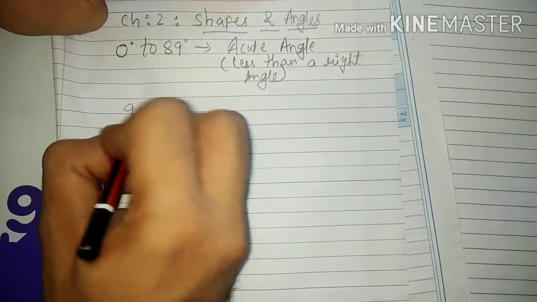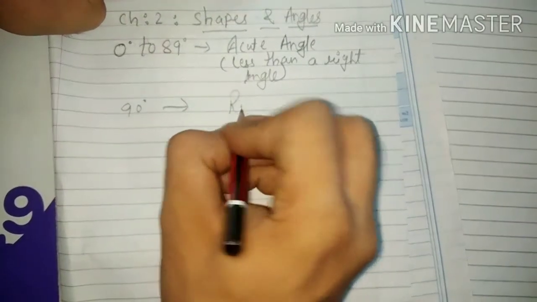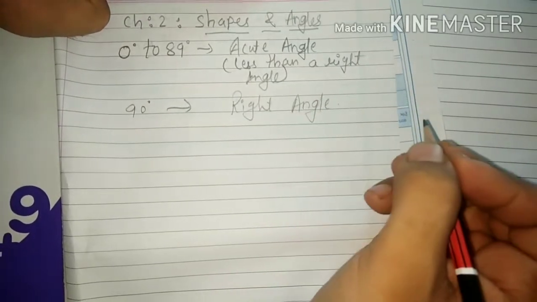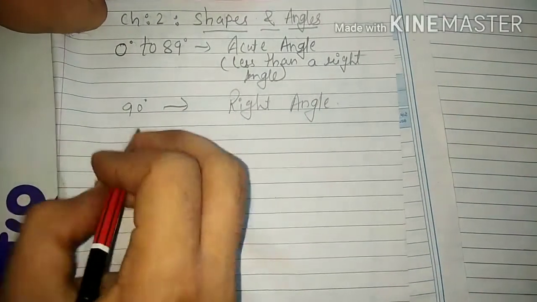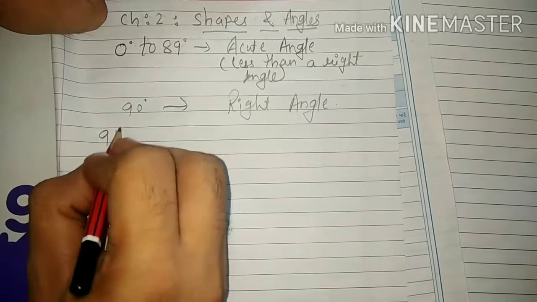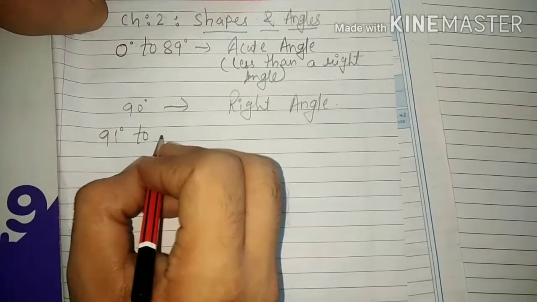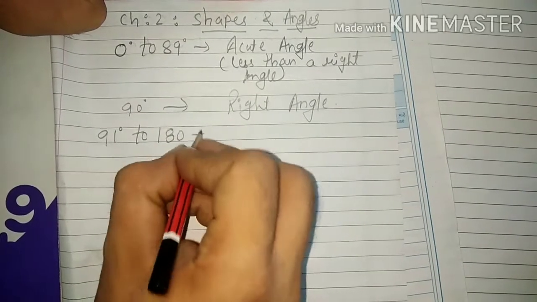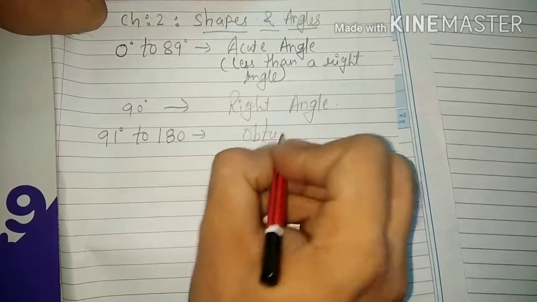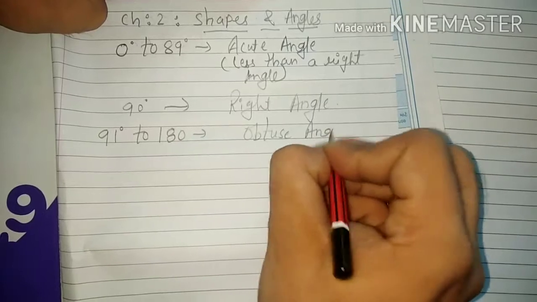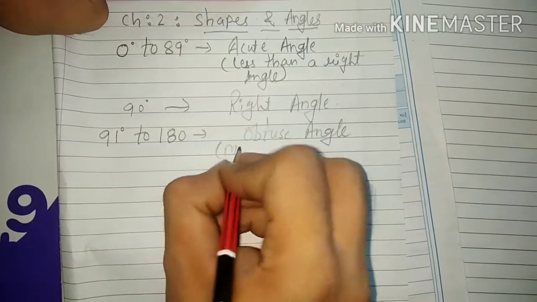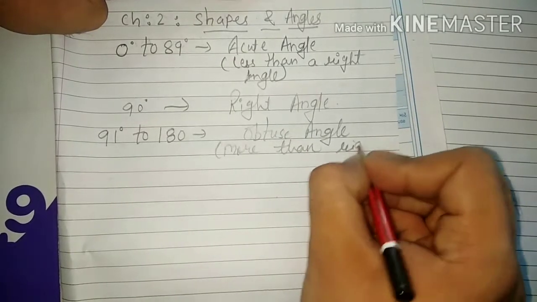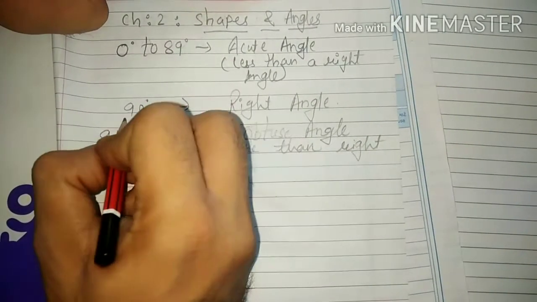Next one, situation says 90 degree, it is exactly the same, known as right angle. कोई भी angle अगर 90 degree का है उसे right angle हम कहेंगे. And when angle is more than 90 degree means 91 degree to 180 degree, it can be called as obtuse angle. And obtuse angle means more than right angle. Why more than right angle? Because ये 90 से ज़्यादा है.